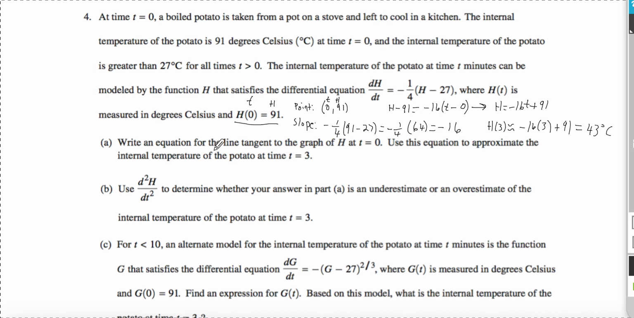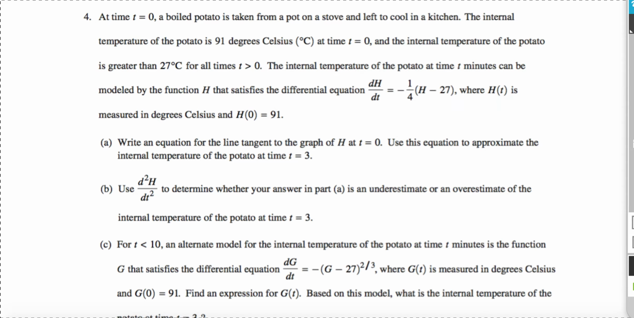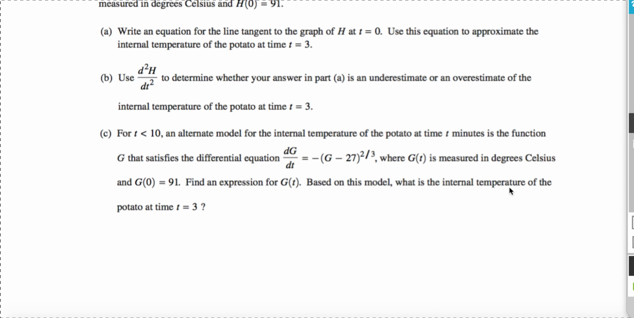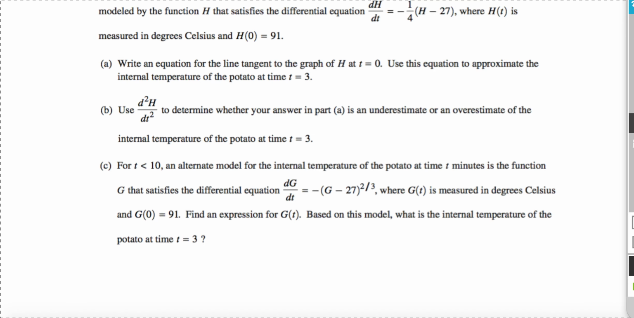All right, let's take a look at part B then. Use the second derivative to determine whether your answer in part A is an underestimate or overestimate of the internal temperature of the potato at t equals 3. So it sounds like first I need my second derivative. Okay.